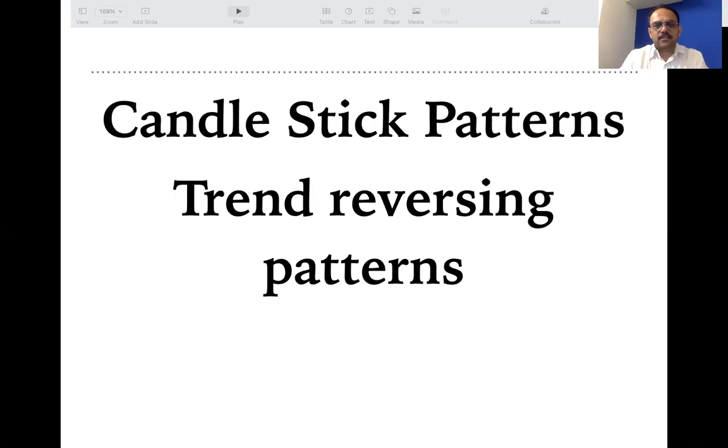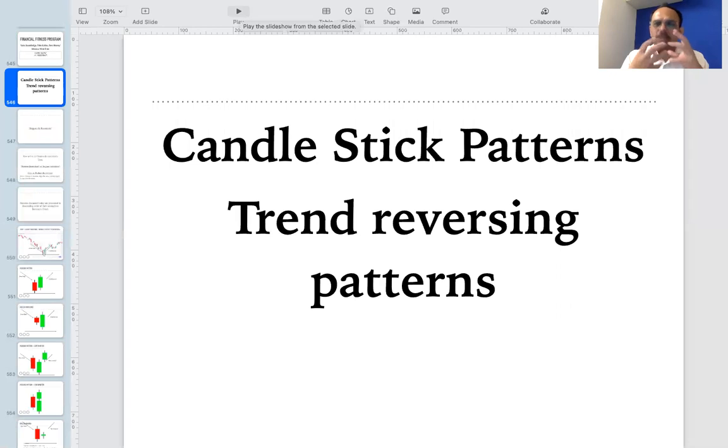Reversal patterns is nothing but, I'll tell you, what we are trying to do is we are trying to learn the language of the charts. We are learning the language of charts. The charts talk to us, they tell us well in advance that it is going to go up or going to go down.